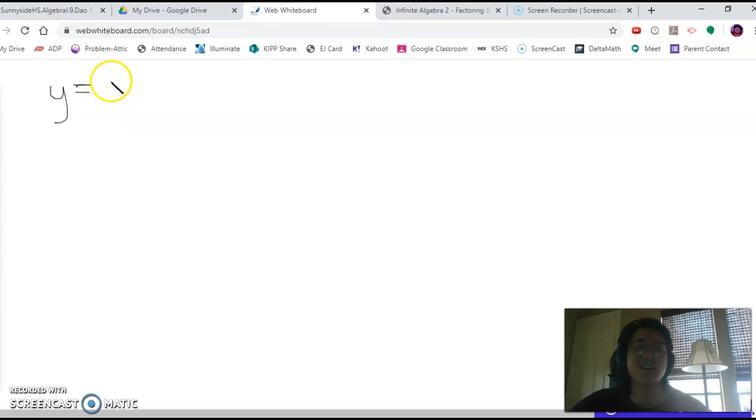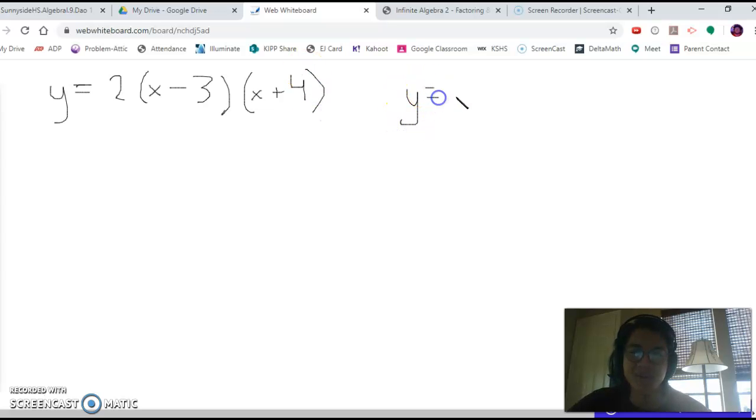So let's say we have y equals 2, and in parentheses, x minus 3, and then x plus 4. Let's say we have that. And here, let's say we have y equals negative 3, and here we'll do x plus 2 and x plus 6, okay?